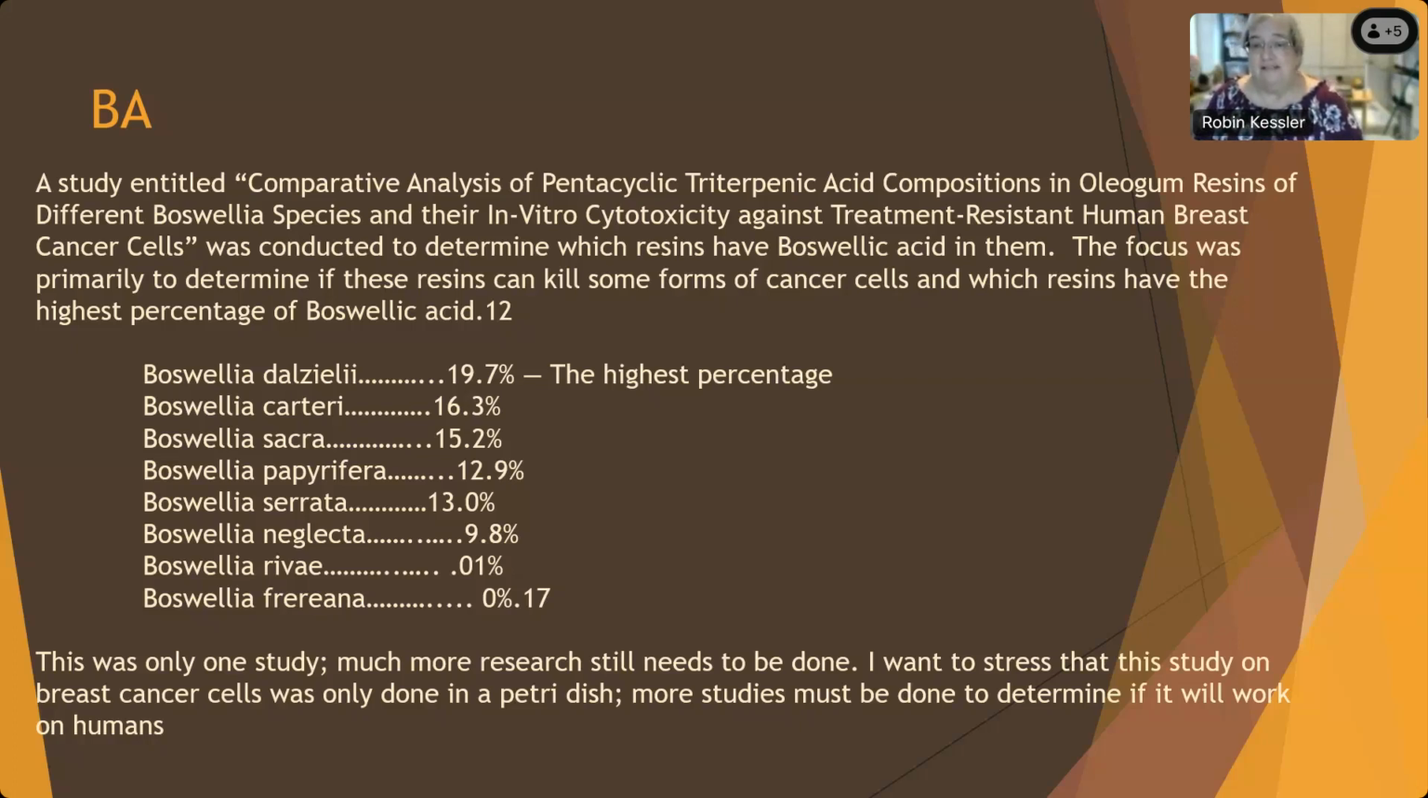Carterii is at 16.3%, sacra at 15.2%, papyrifera at 12.9%, serrata at 13.0%, neglecta at 9.8%, rivae basically has nothing, and Boswellia frereana has less than nothing.